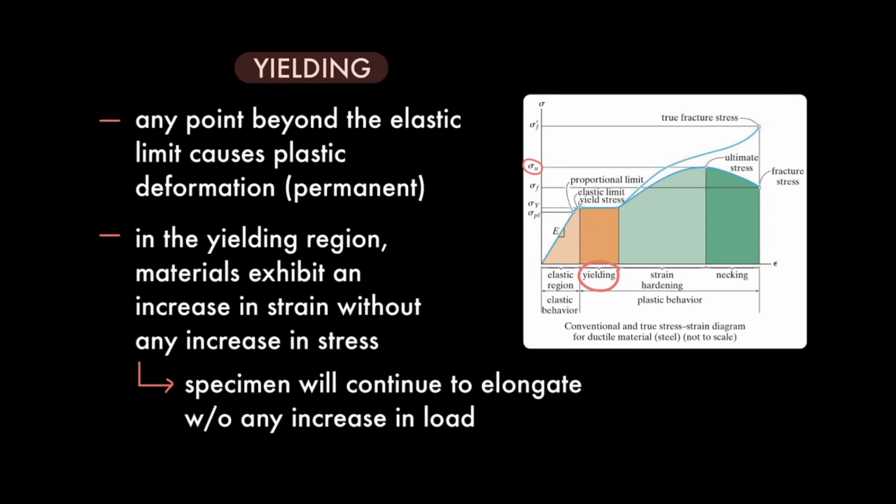Now let's talk about the dark orange region, which is called yielding. Anything from here on out will cause permanent deformation, which is also called plastic deformation. In this region, the material will continue to elongate without any increase in load. In other words, there is an increase in strain without any increase in stress. This is why the yielding region has a horizontal slope. When the slope is exactly 0, the material is said to be perfectly plastic.